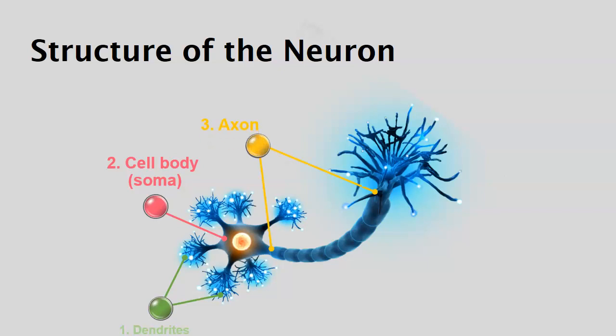From there, the message continues down onto the axon, and that's the end point of the message because it then is going to be sent away from the cell body, from that particular neuron, to other neurons, muscles, and glands.